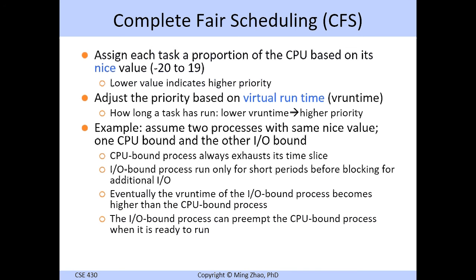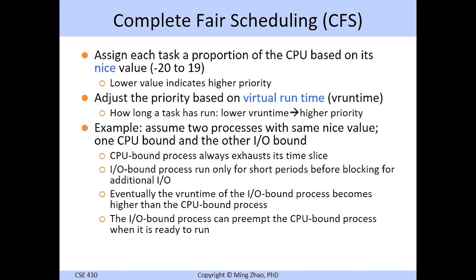And more specifically, the priority of a process is adjusted dynamically based on this concept called virtual runtime, vruntime in short. Okay, so vruntime is the measurement of how long a process has run. When we run processes, a process may not be able to use the time that we gave it to run. It may finish its CPU burst earlier than the assigned time quantum.